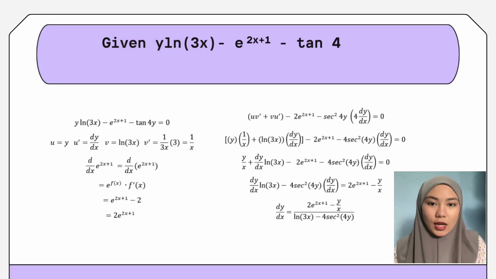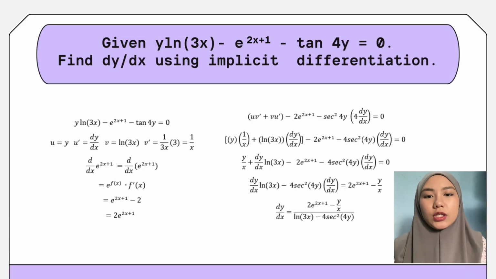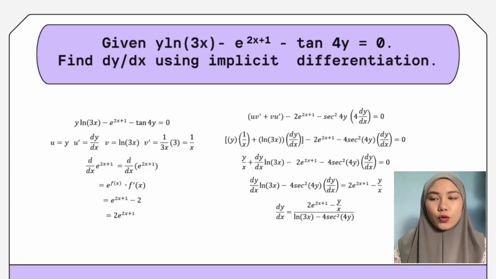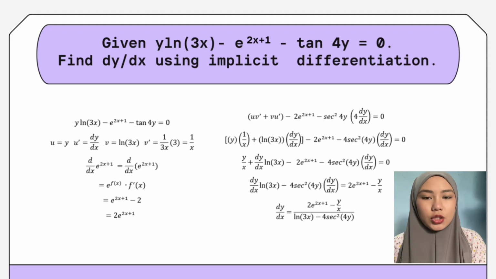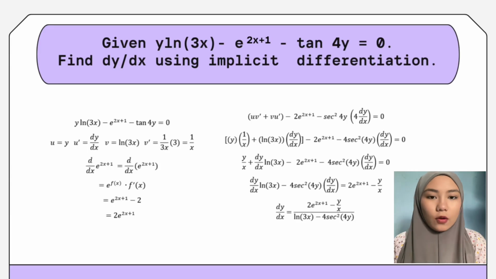Hi everyone, today I'm going to walk you through how to solve this question using implicit differentiation. We're given the equation y ln 3x minus e to the power of 2x plus 1 minus tan 4y equal to 0. This equation involves both x and y, and our goal is to find dy over dx, the derivative of y with respect to x. For the first step, we need to differentiate both sides implicitly. We start by differentiating each term with respect to x, keeping in mind that y is a function of x. So, when we differentiate any term involving y, we apply the chain rule.